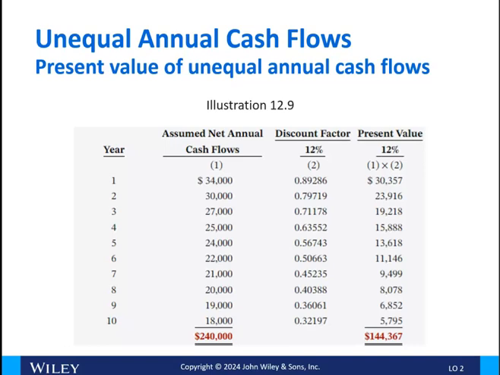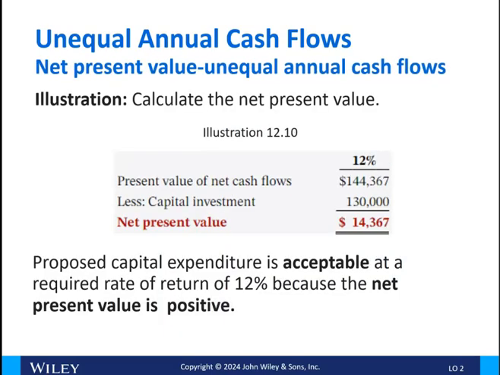So now we'll use that 144,367 and compare that to the capital investment of 130,000. Still positive. In fact, it's higher than it was before because we're getting more cash flow earlier. So again, the proposed capital expenditure is acceptable at a required rate of return of 12% because the net present value is positive.